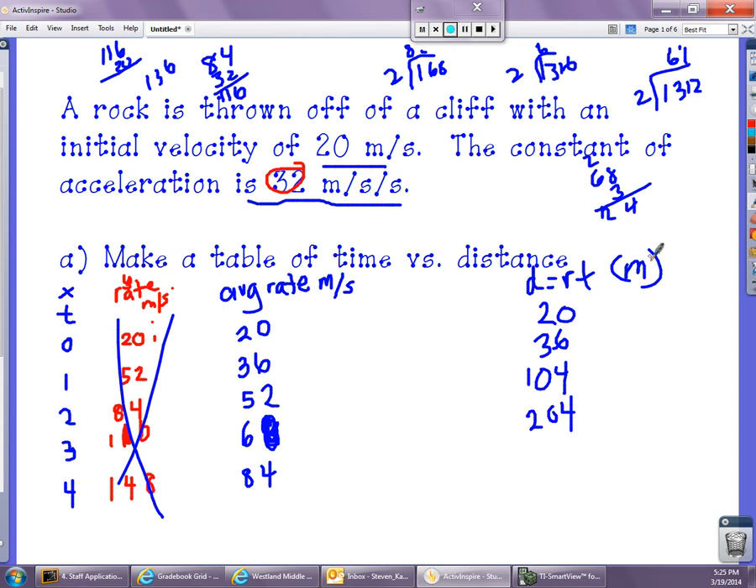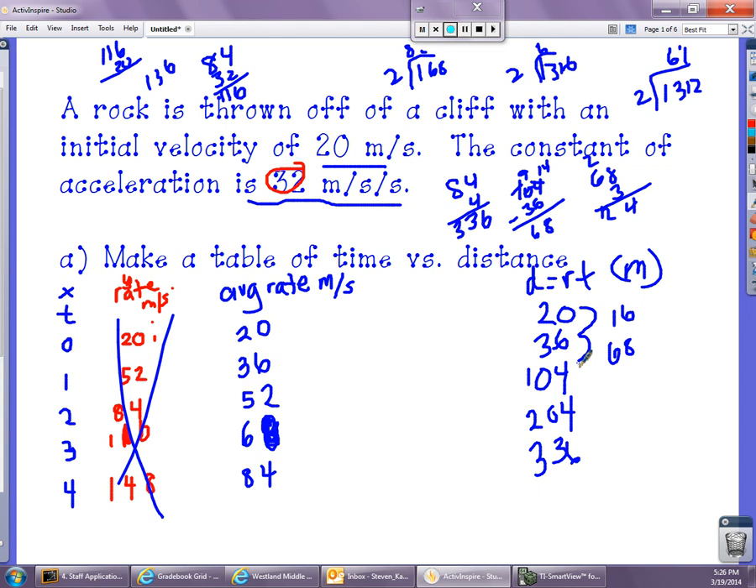And 84 times 4, 4 times 84, is 336. Now, if you notice right here, the difference between 20 and 36 is 16. The difference between 36 and 104 is actually 104 minus 36, which is 68.